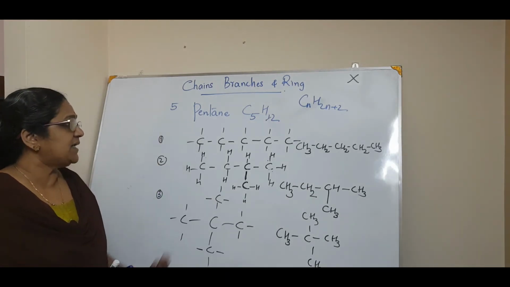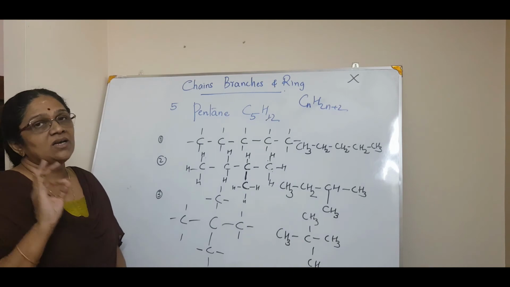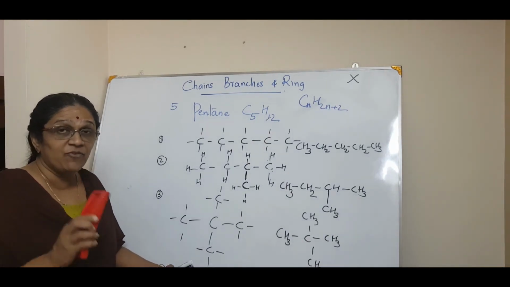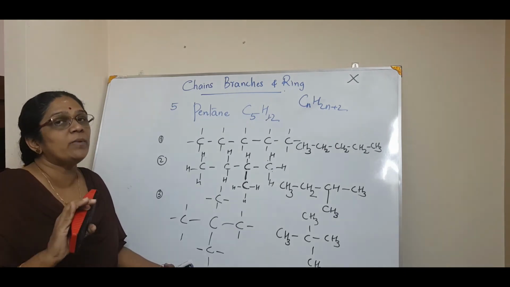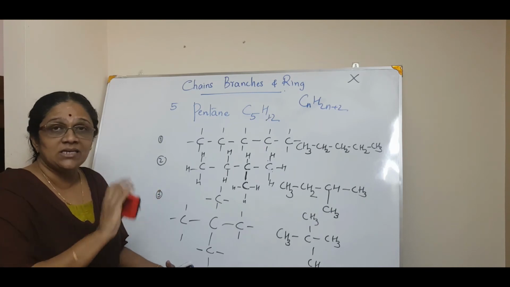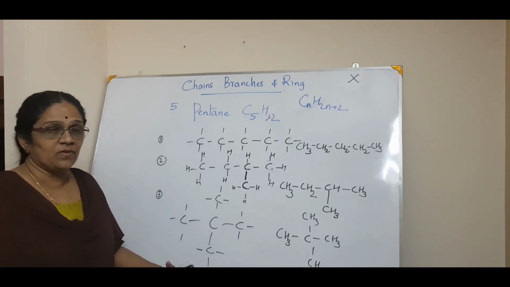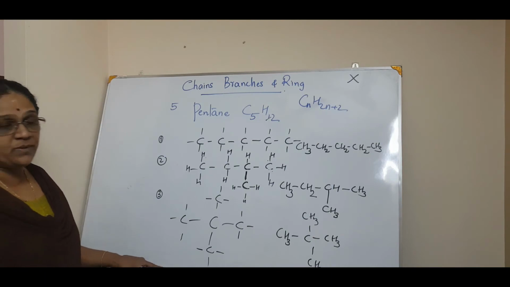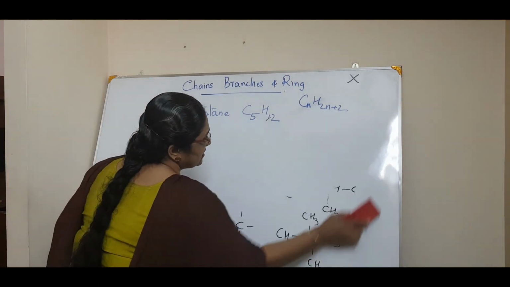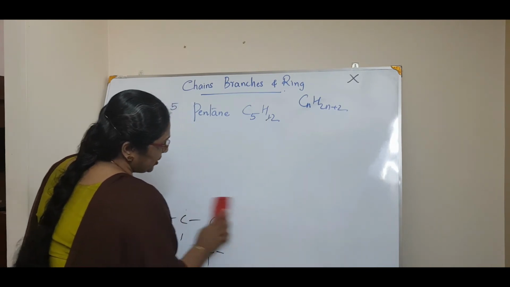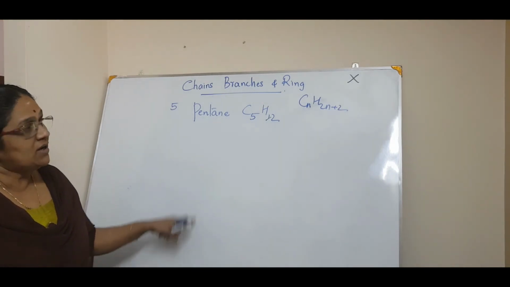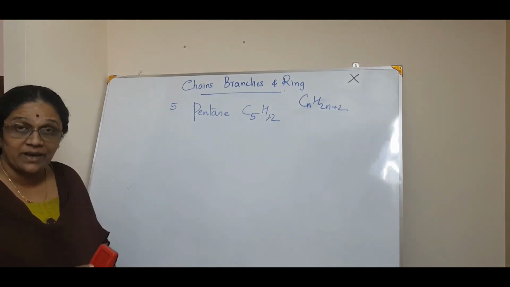That's it. So that is pentane. These are called structural isomers. So how will you define structural isomers? Compounds having the same molecular formula but different structures are called structural isomers. Got it? First you draw the carbon skeleton and then you satisfy it with hydrogen. Then you get the structure, then you write the condensed formula. Make sure it is C5H12.